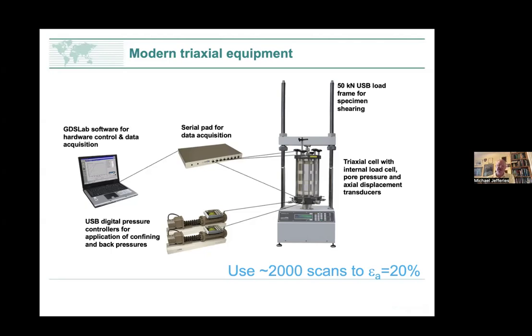My suggestion is that you aim for something like 2,000 scans by the time you get to 20% axial strain. That will give you a data file which will show all sorts of detail in terms of soil mechanics, but still be very easy to manipulate in Excel. And we all use Excel, so we might as well accept that and aim our procedures at what we can easily do in Excel, which preserves the detail that we're looking for.